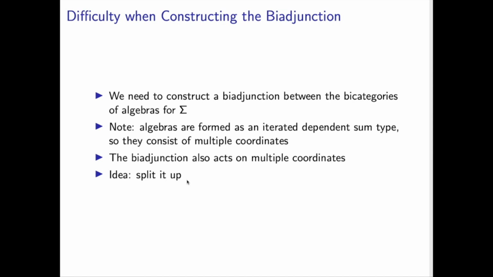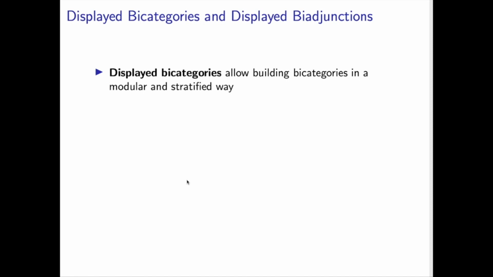The main idea to simplify the construction and to make it more modular is to split it up, and that is what displayed bicategories and displayed biadjunctions allow us to do. Displayed bicategories are machinery which allows building bicategories in a modular and stratified way. A displayed bicategory represents structure and properties to be added to an already given bicategory. Each displayed bicategory also gives rise to a total bicategory which represents the structured objects.